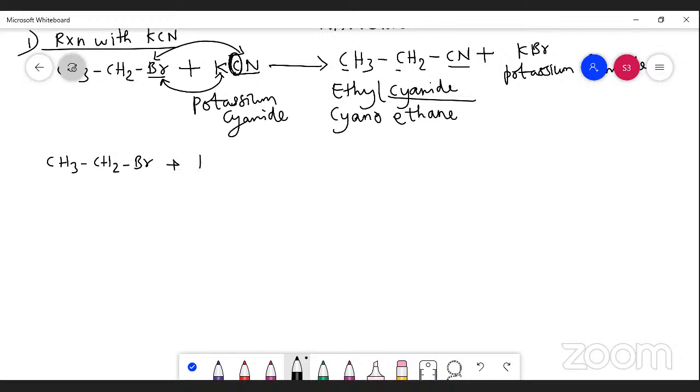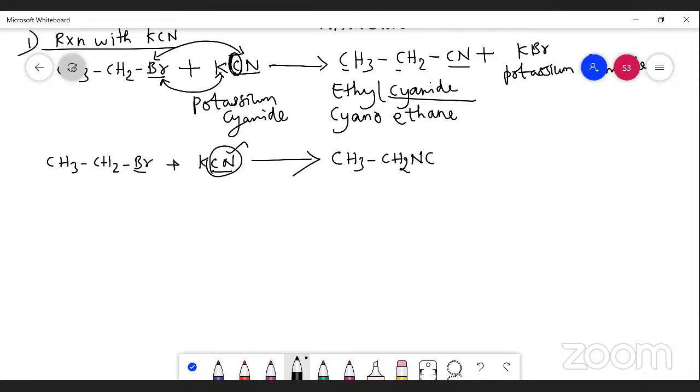Okay, you add potassium cyanide as a reactant. But even though it is nucleophilic substitution, because it is an ambident nucleophile, instead of this carbon, the nitrogen should be attached. So I can write CH3CH2NC. Can you see the difference between the first reaction and the second reaction?